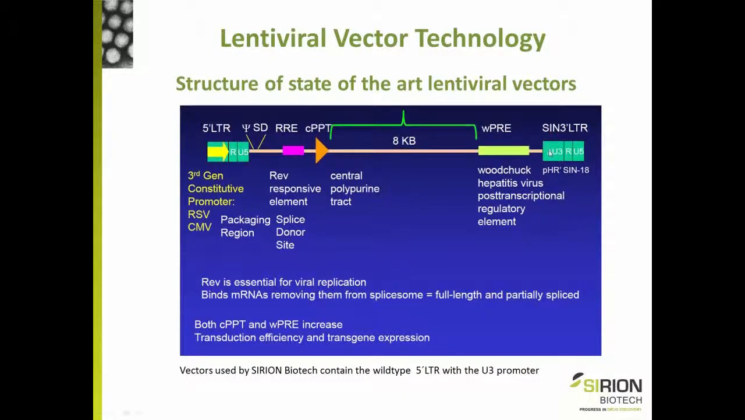Here we have a delta U3 deletion, so all the intrinsic activity of this promoter is lost when the lentivirus is integrated in the genome. And then we have space for 8 kb of foreign DNA, so this is the size of your expression cassette, which is then the only expression cassette that is transferred and integrated into the host genome.